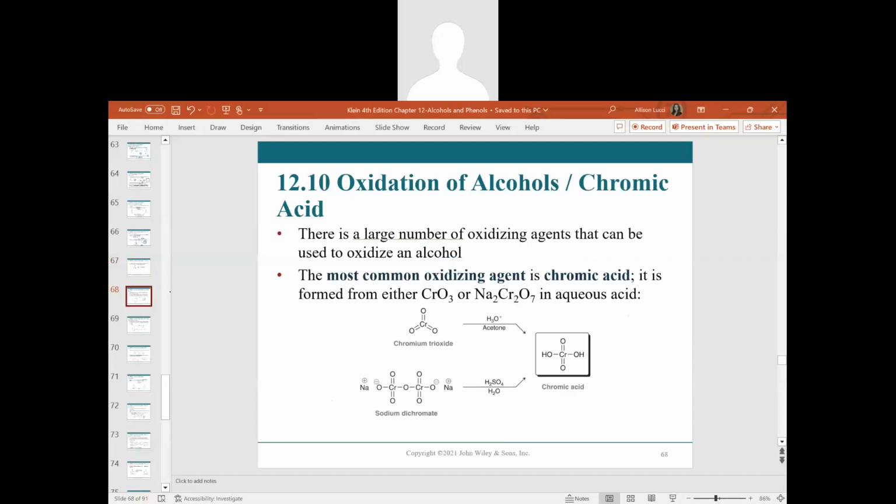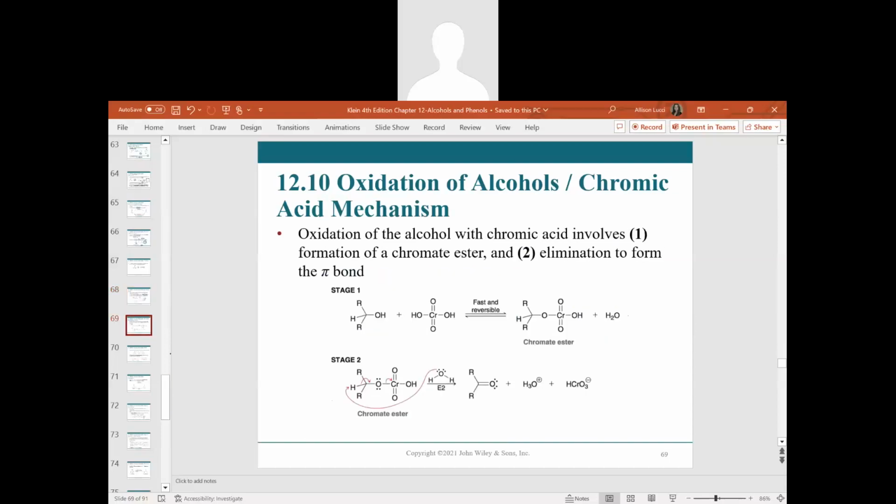Some of these reagents that can be used would be chromic acid. As a source to form chromic acid, we could use chromium trioxide in acidic conditions with acetone as our solvent, and that would generate chromic acid in this upper pathway. And then down below, we see we can start with sodium dichromate in aqueous acid, such as sulfuric acid and water, and that would also form our chromic acid that can be used as our oxidizing agent.